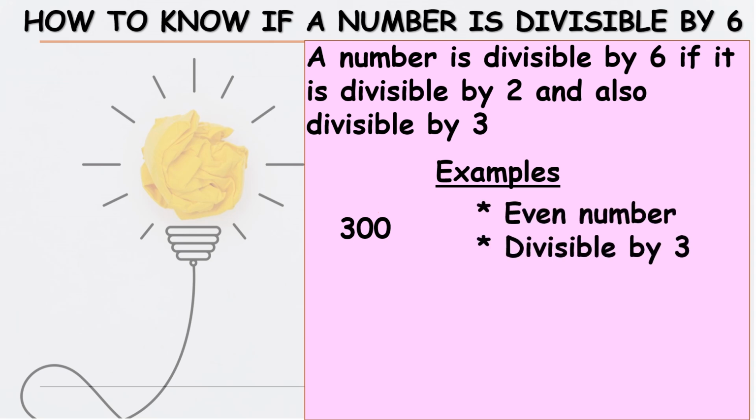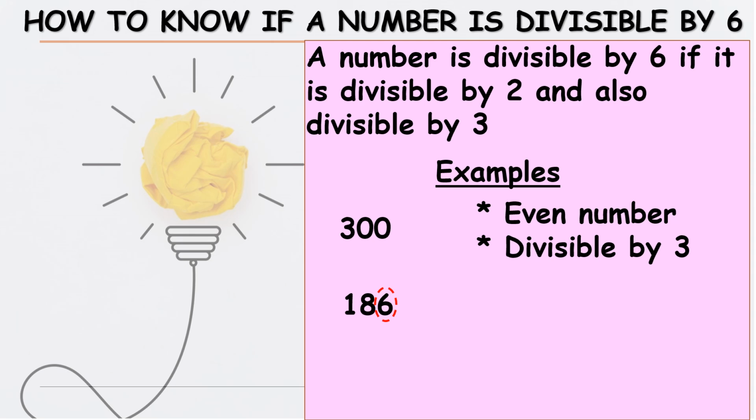So it is an even number like we have established, and then it is also divisible by 3. Therefore it is divisible by 6. Let's look at 186. 186 is an even number. It ends with 6. So it is divisible by 2. So it has established the divisibility by 2. Now the next thing is to establish the divisibility by 3.